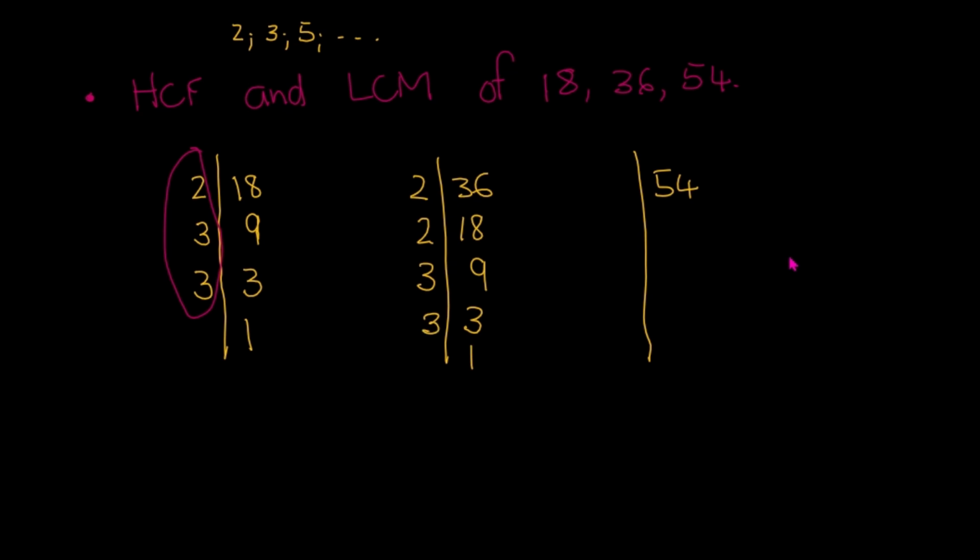Finally, 54 can be divided by 2, which will give you 27. 2 can't go into 27, so we try 3. 3 will go into 27.